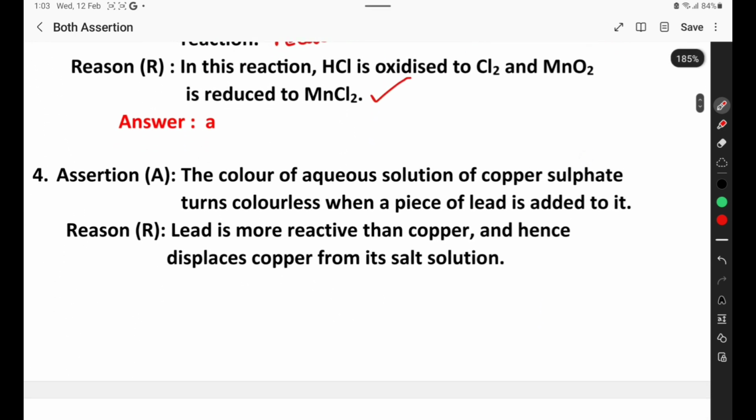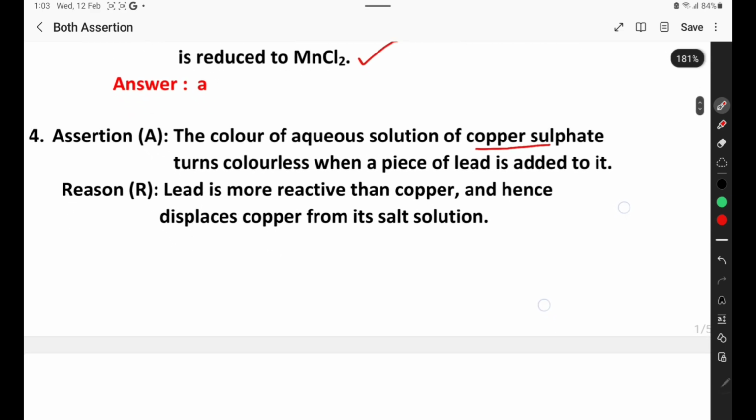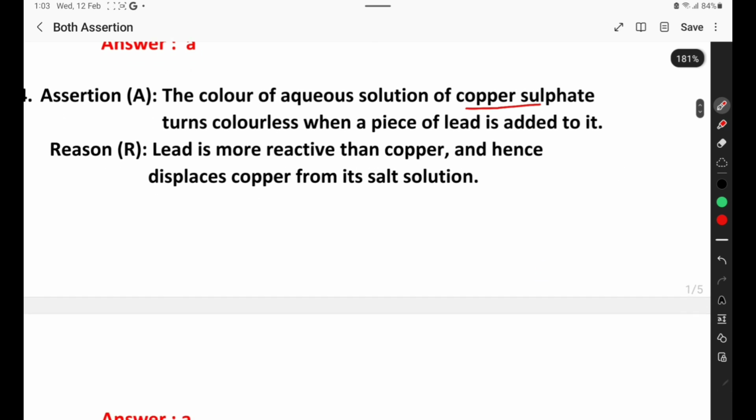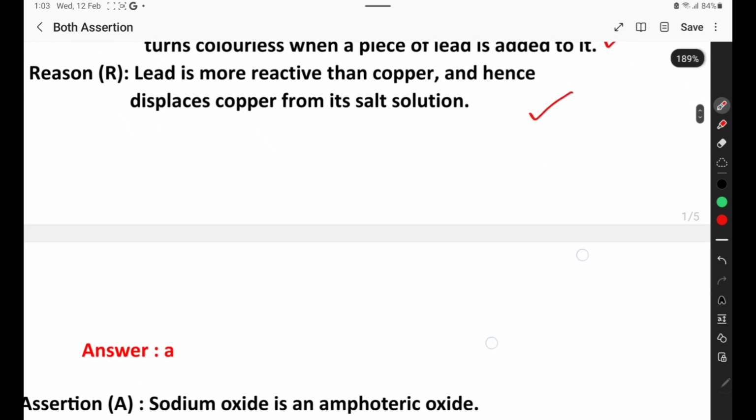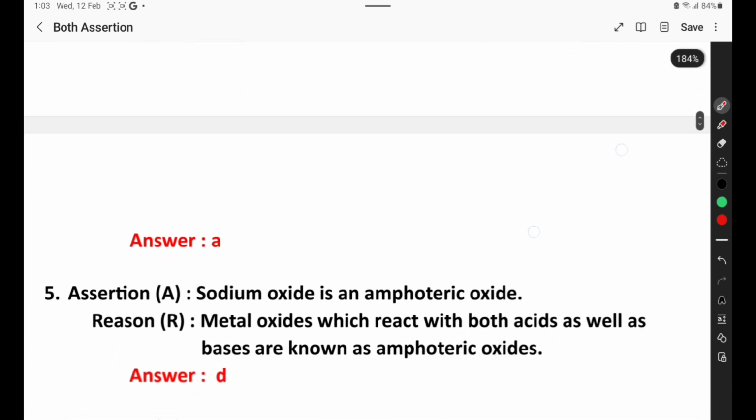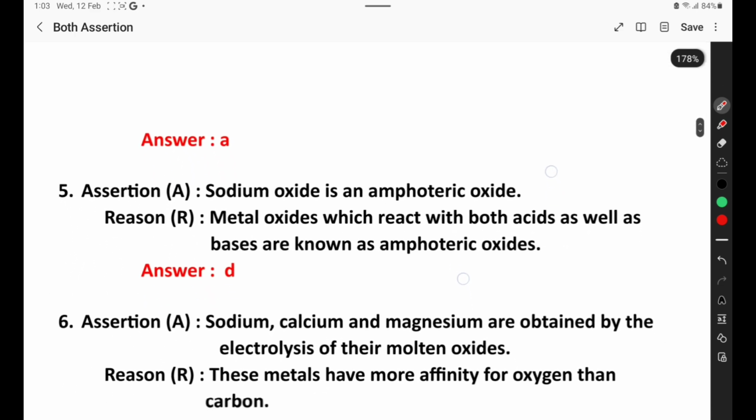Next question. The color of aqueous copper sulfate turns colorless when a piece of lead is added to this. We know lead is more reactive than copper. So hence displaces copper from its salt solution. As per the reactivity series, we know lead is more reactive than copper, so lead can displace copper. So both assertion and reason, both the statements are correct, and reason is the correct explanation of assertion. So our option is A.